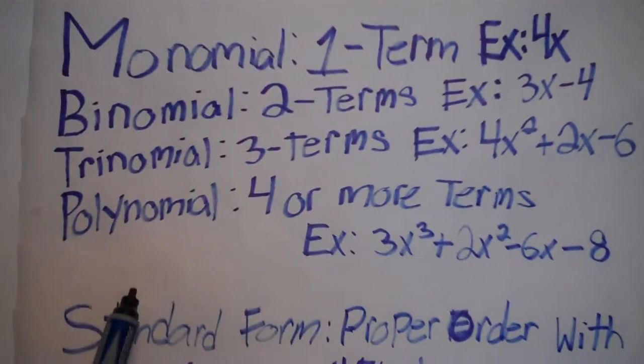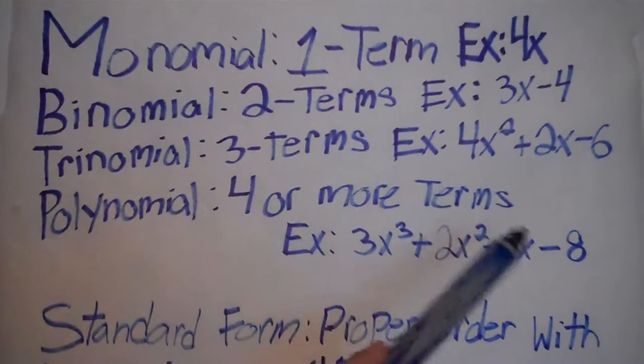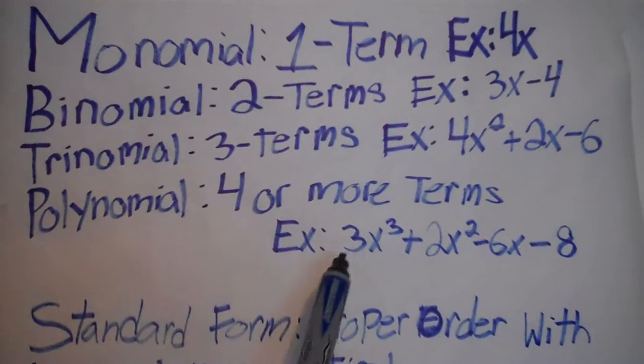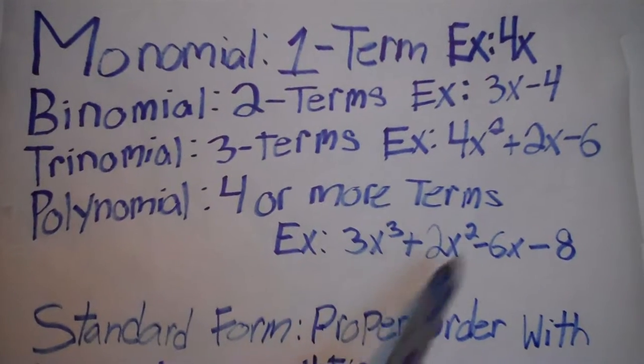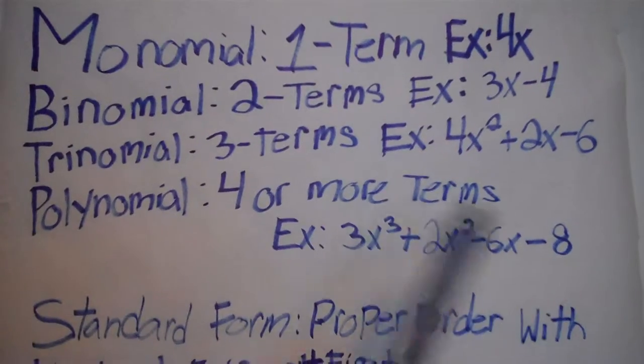And a polynomial is four or more terms. So an example for that is 3x cubed plus 2x squared minus 6x minus 8.